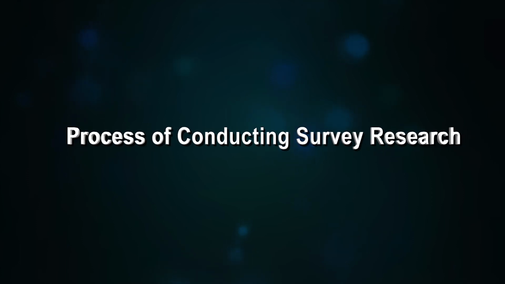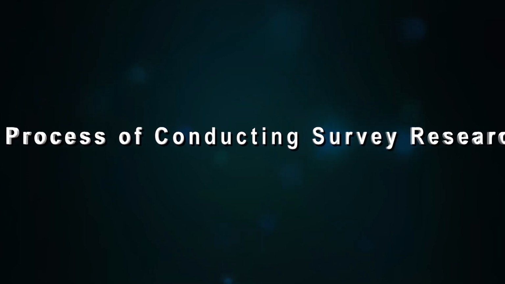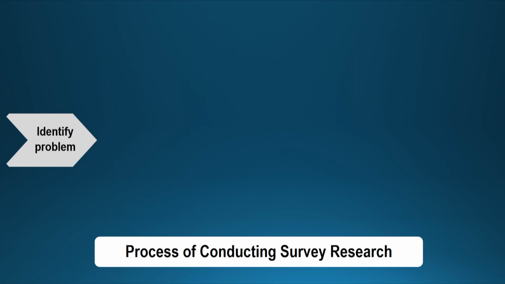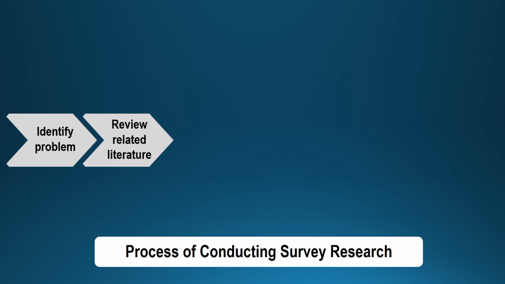The process of conducting a survey research starts with identification of a problem, which starts from a very generic topic, and then the problem is specified and variables are identified and objectives or research questions are stated. The next step, as followed in research, is to review the related literature in order to finalize the methodology, in order to formulate the hypothesis, and also to support the findings of the survey study.